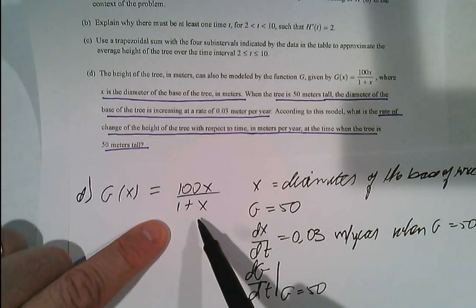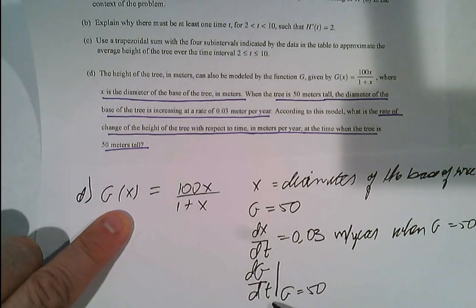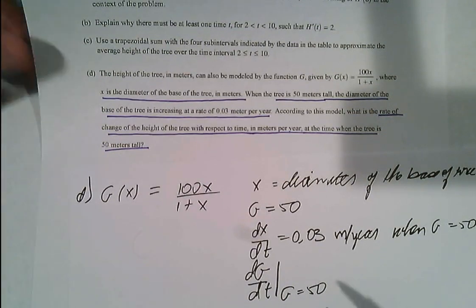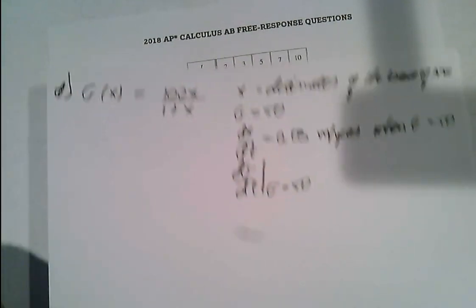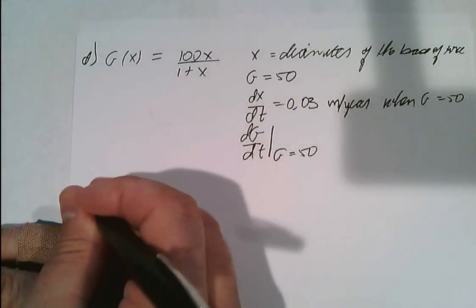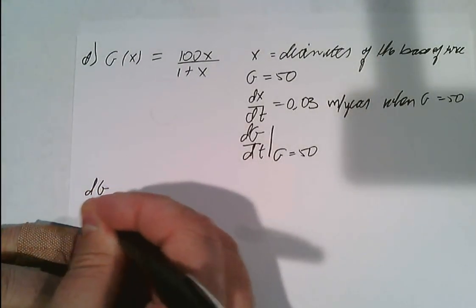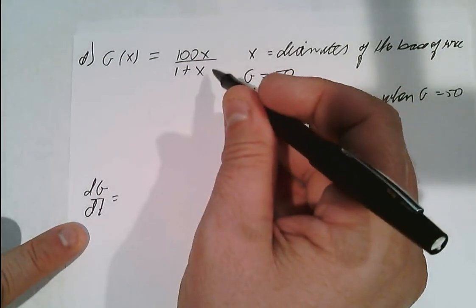G is 100x divided by 1 plus x. I can find the derivative, but I need to find the derivative with respect to t. This means that it's a rate of change question, and so we're going to have to proceed very carefully, much more carefully than I did the first time. So here we go. I want dg/dt, the derivative of g with respect to t.